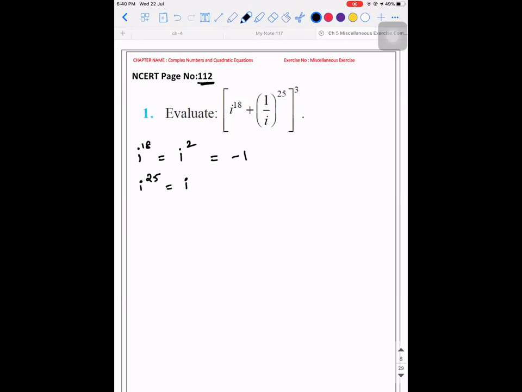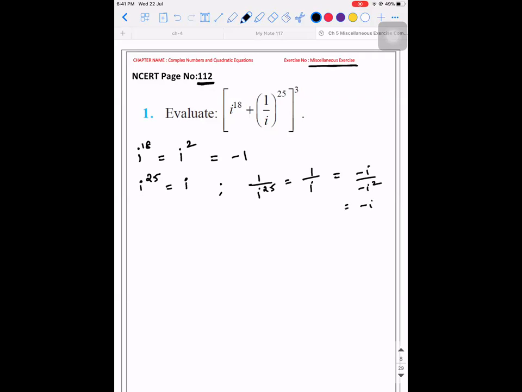It is i. Sir, which exercise is this, sir? Miscellaneous exercise, page 112 in your NCERT. Keep it open. So i power 25 is i. But they have asked 1 by i power 25. 1 by i power 25 is 1 by i. If you rationalize it, you will have minus i divided by minus i square, which is nothing but minus i.